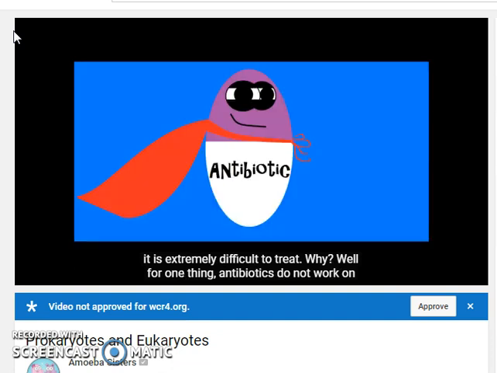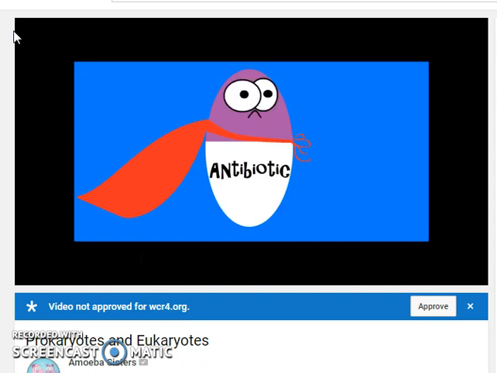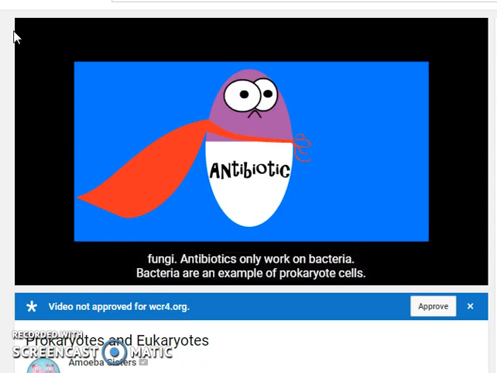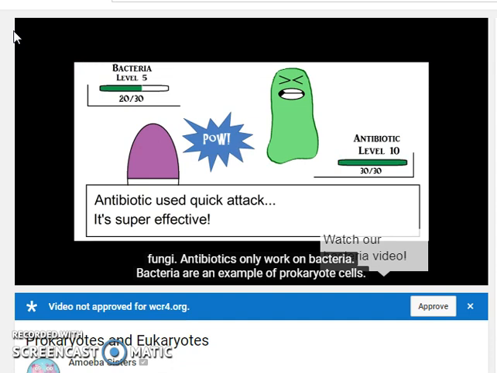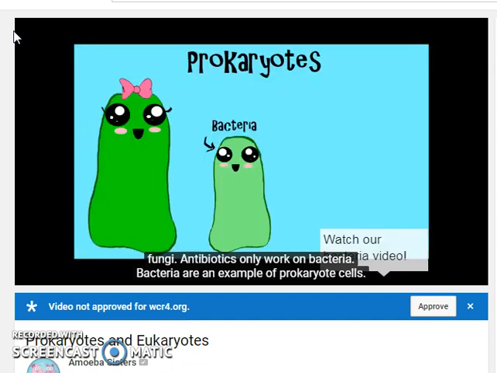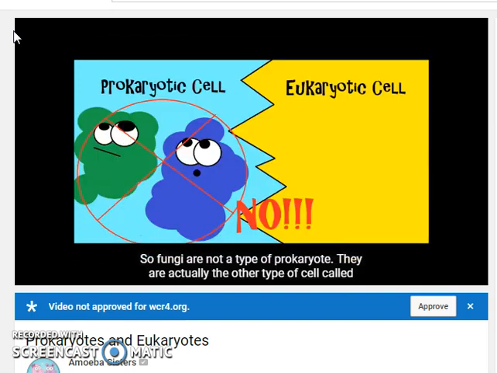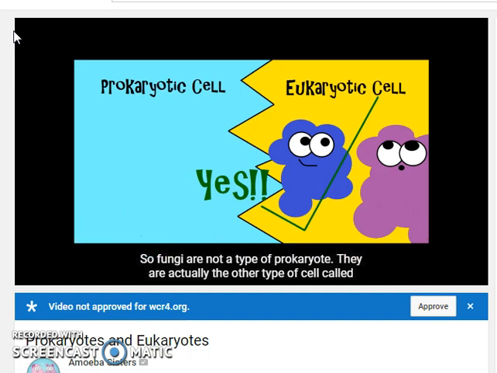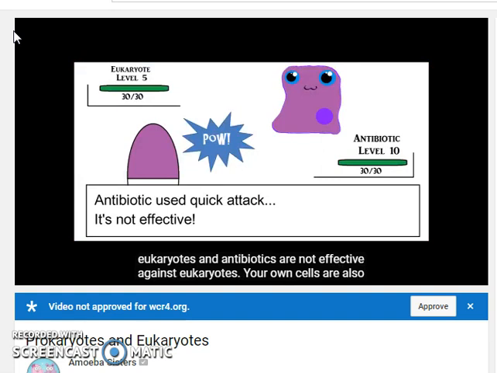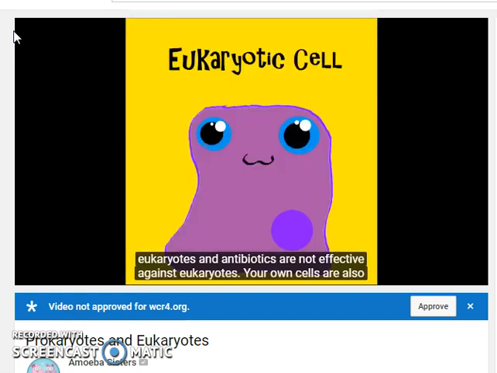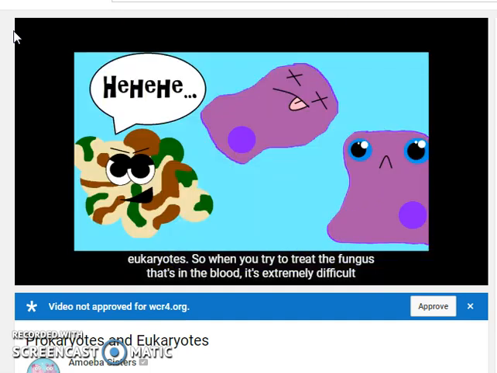Why? Well, for one thing, antibiotics do not work on fungi. Antibiotics only work on bacteria. Bacteria are an example of prokaryote cells. So fungi, it's not a type of prokaryote. It's actually the other type of cell called eukaryotes. And antibiotics are not effective against eukaryotes. Your own cells are also eukaryotes. So when you try to treat the fungus that's in the blood, it's extremely difficult to treat because you might hurt your own cells or at least have some really undesirable side effects.